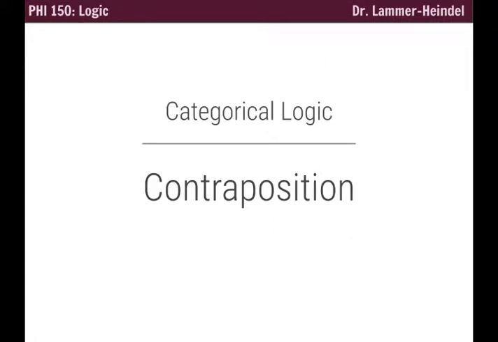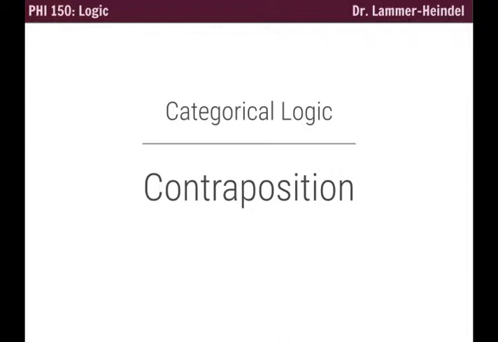In this lesson, I'm going to introduce the immediate inference known as contraposition. Contraposition is a little bit like conversion because if you apply the operation of contraposition to a proposition, it's not always going to be valid. It's only valid with respect to certain kinds of propositions. So we'll need to figure out which ones result in a valid immediate inference, and which ones do not.